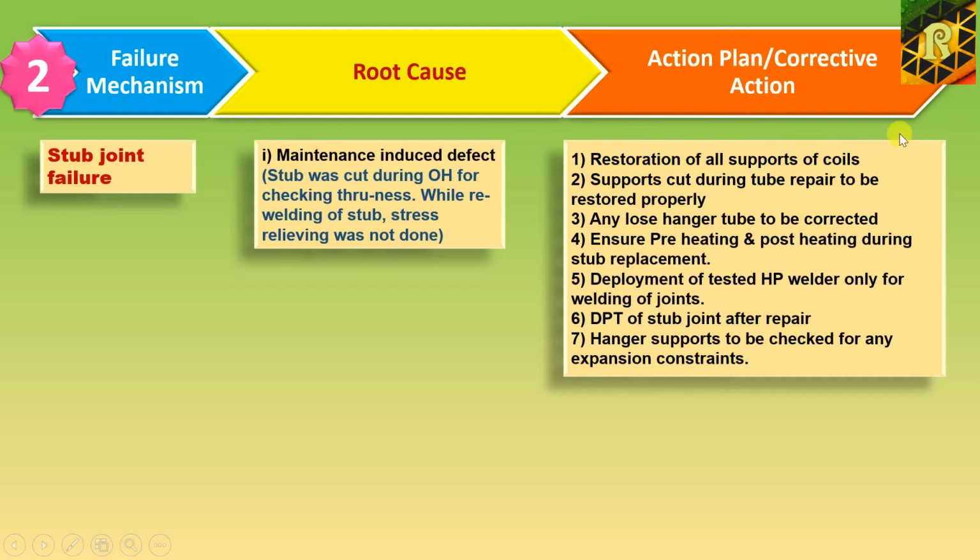Action plans to avoid this kind of failure are restoration of all supports of coils, supports cut during tube repair to be restored properly, any loose hanger to be corrected, ensure preheating and post-heating during stub replacement, deployment of tested HP welders only for welding of joints, dye penetration test of stub joint after repair, and hanger supports to be checked for any expansion constraints.